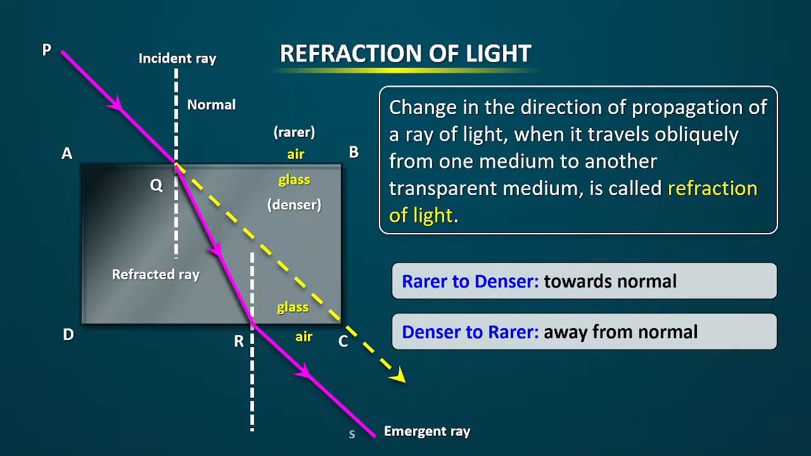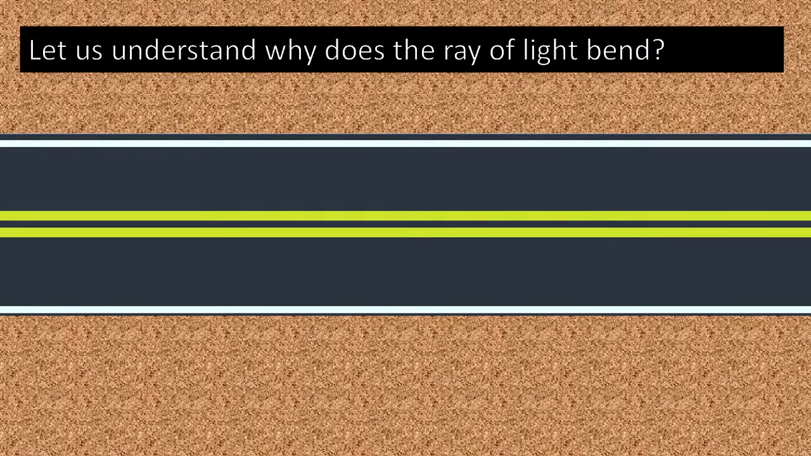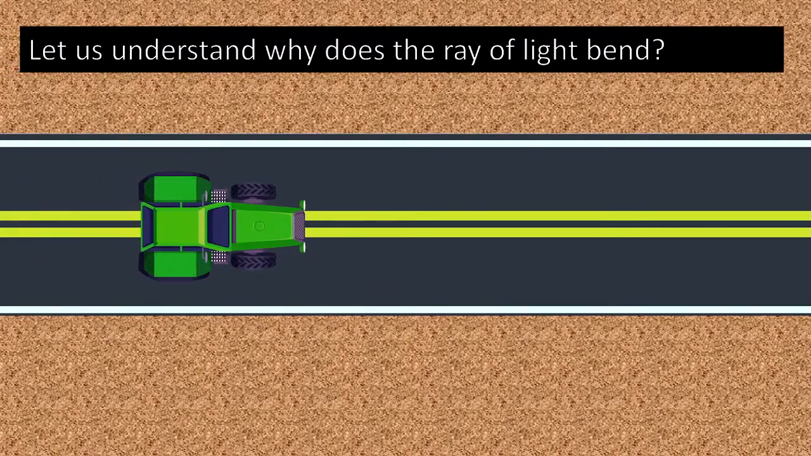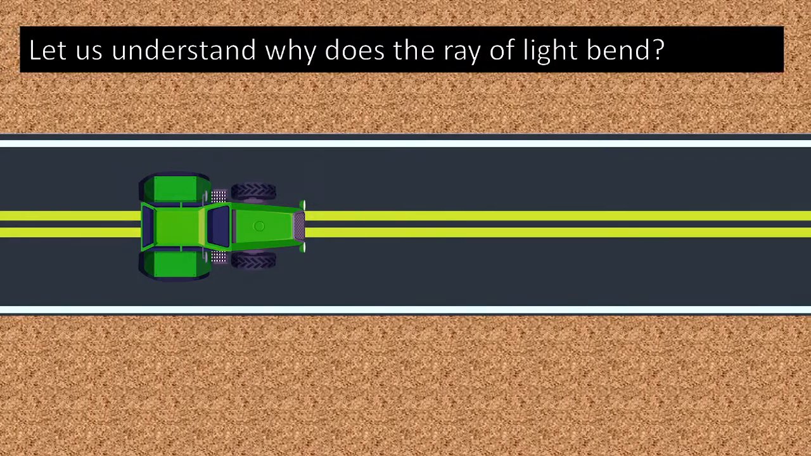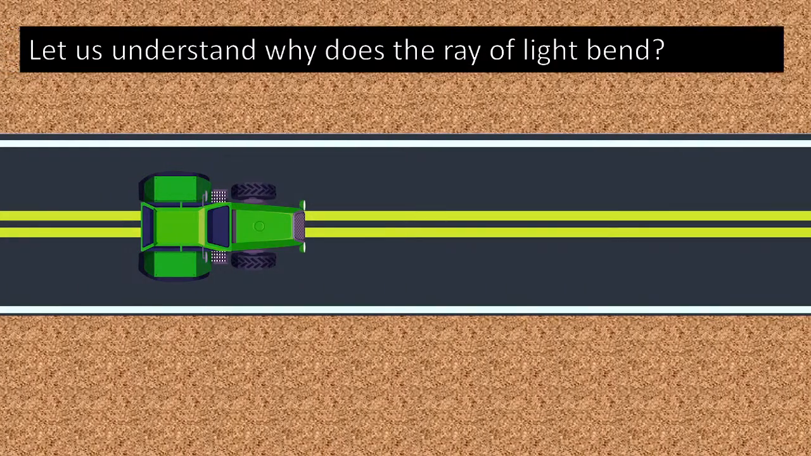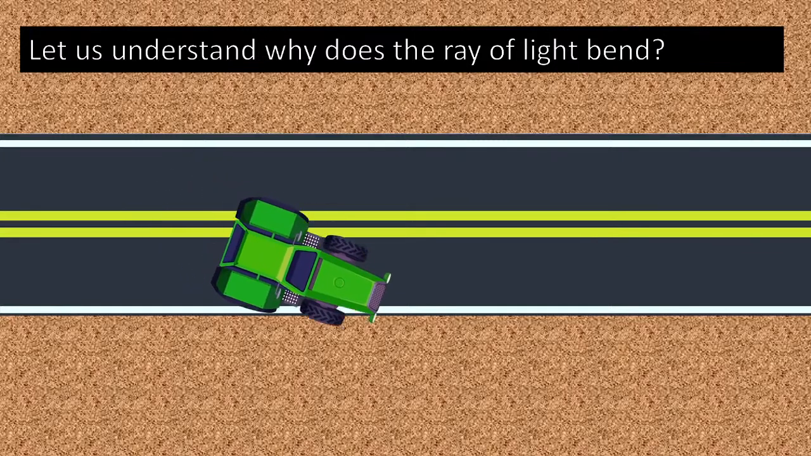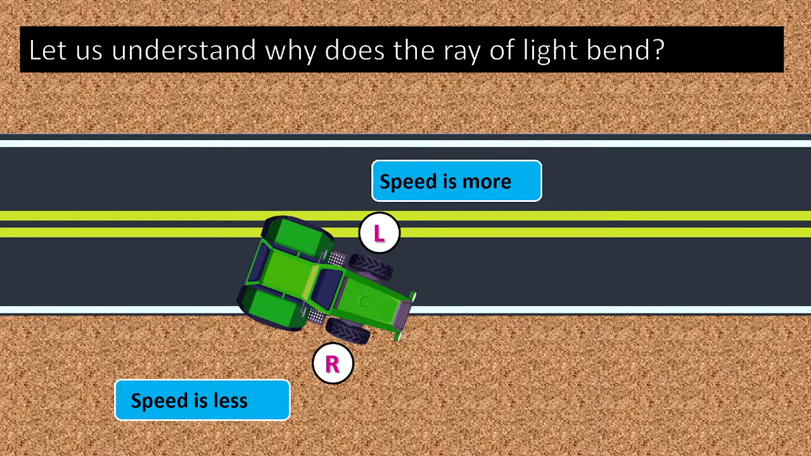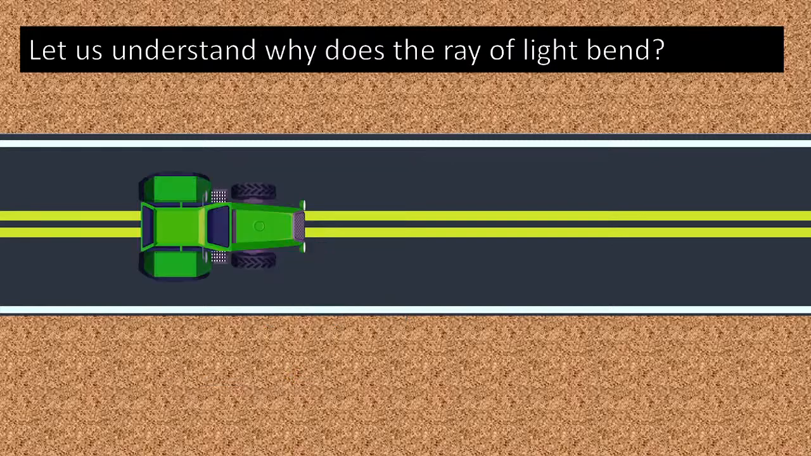Okay, now let us try to understand the logic with examples. So incident ray, reflected ray. Look at this now. Let us understand why does the ray of light bend. What happened? Left and right. Speed is more. Speed is less. Look at this again.